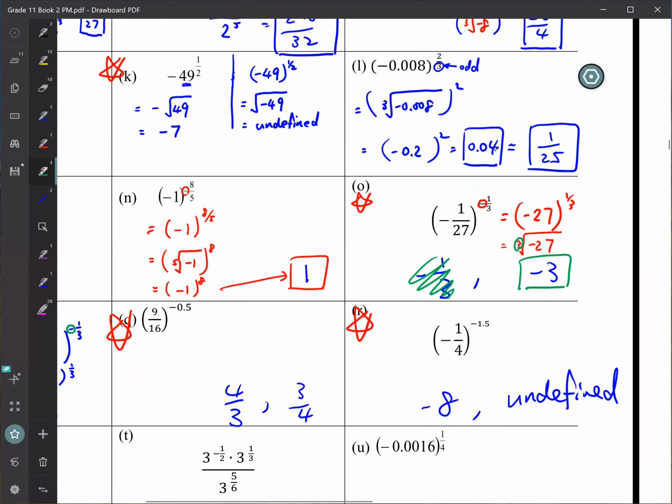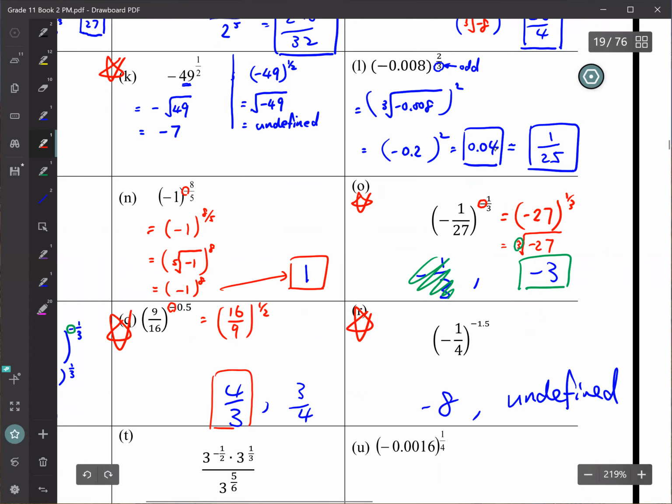All right, so O and Q are kind of similar, right? You have a fraction, you have a negative, so you know we need to flip first, to the half, and then you square root each one of them. Square root of 16 is 4, square root of 9 is 3. So don't forget to flip if there's a negative.